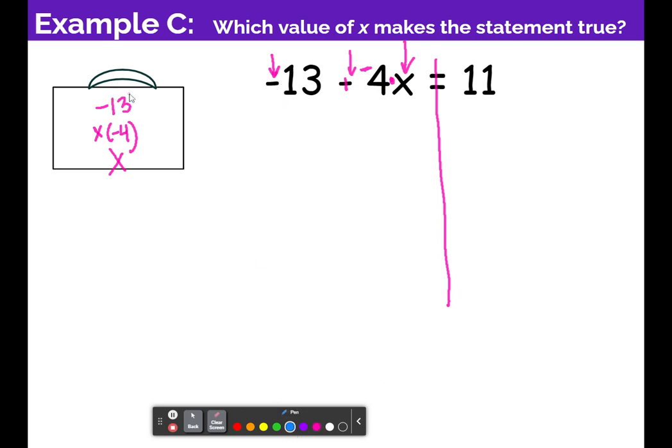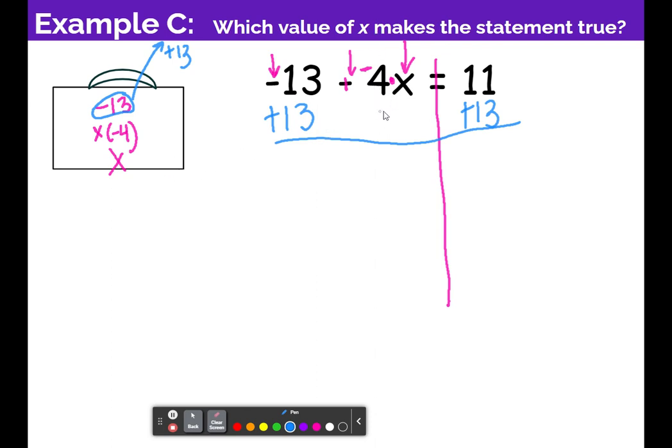So let's unpack my suitcase. Negative 13 or minus 13, what's the opposite of that? Plus 13. So I'm going to do that first. Plus 13 on both sides. Draw the little suitcase off to the side if it helps.